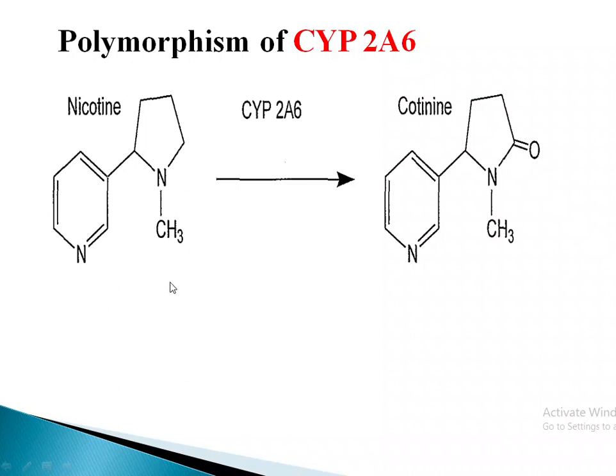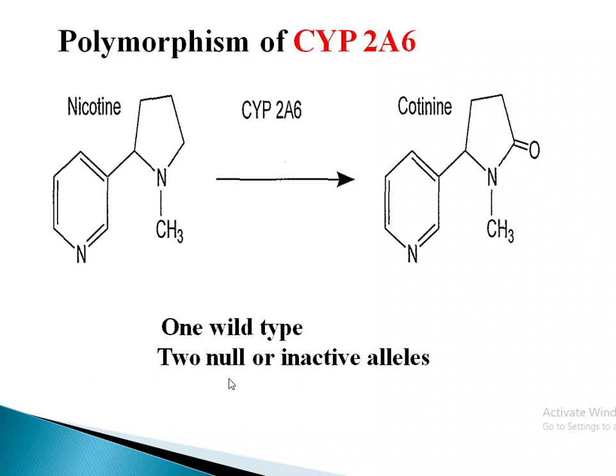Polymorphism of cytochrome P450 may explain the variation in drug responses among various individuals. Variants with low catalytic activity will have slower metabolism of the substrate and hence prolonged drug action and accumulation of drug in the body. One interesting polymorphism is of CYP2A6, which is involved in the metabolism of nicotine, found in tobacco, to cotinine. There are three alleles of CYP2A6, one wild type and two null or inactive alleles.